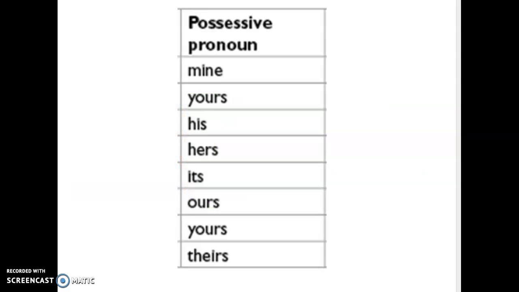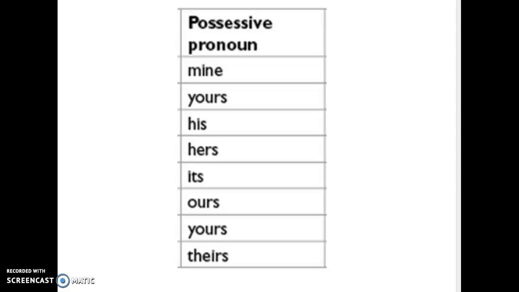So here are some examples: mine, yours, his, hers, its, ours, yours, and theirs. They are the common examples of possessive pronouns to look out for there.